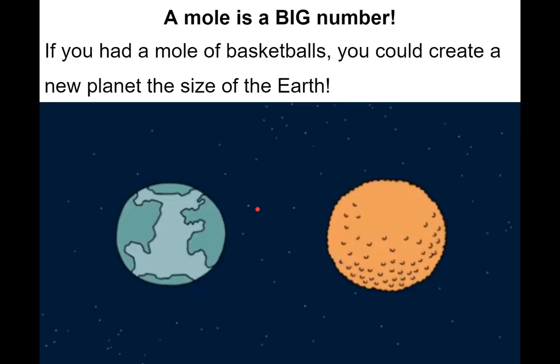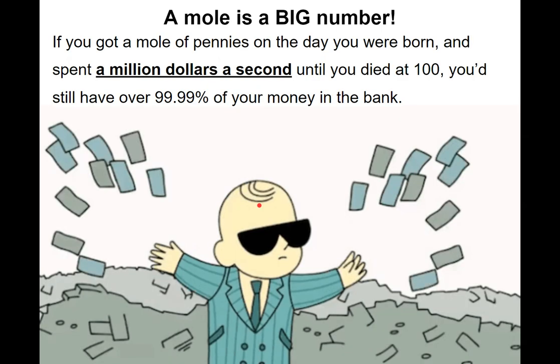A mole is a big number, really big. 6.022 times 10 to the 23rd, that's a big number. If you had a mole of basketballs, you could create a new planet the size of the Earth. If you got a mole of pennies on the day you were born and spent $1 million a second, 24 hours a day, until you died at age 100, you'd still have over 99.99% of your money in the bank. That's how much money that would be.